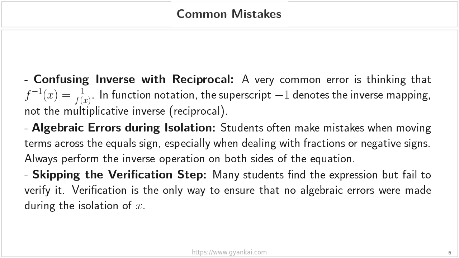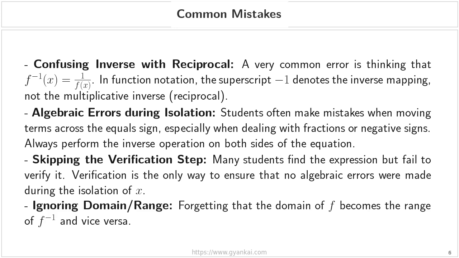If the composition of the two functions does not result in the identity function, you know immediately that you need to recheck your algebra. Finally, do not ignore the relationship between the domain and the range. It is easy to forget that the domain of the original function becomes the range of the inverse function, and conversely, the range of the original function becomes the domain of the inverse. Keeping this in mind is essential for the function to remain bijective, as we established at the beginning of this lesson.